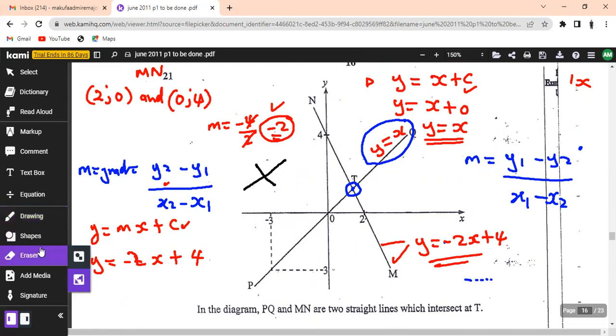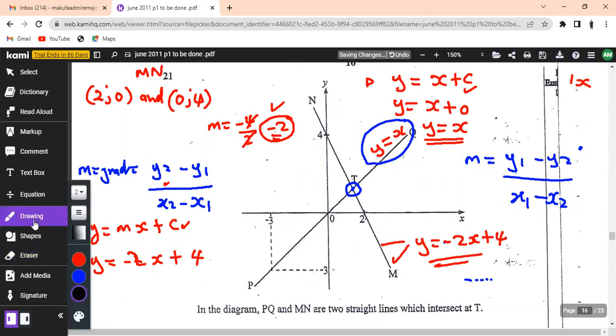Why? On your graph, you can simply take this part. So there's no need for you to solve simultaneously. What you simply do is this: you indicate on your diagram like this. From point T, you indicate down to the x-axis. So the value of x here is the one that you're going to take. And also here, you take the value of y, which corresponds at this point.